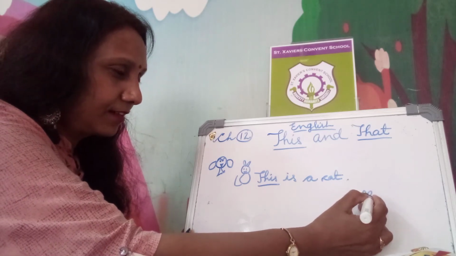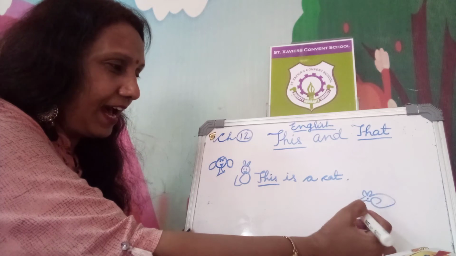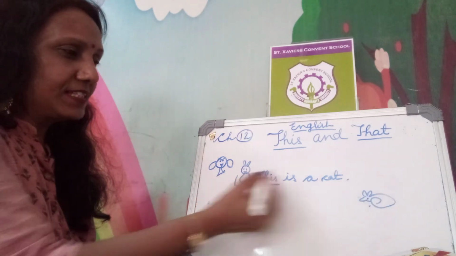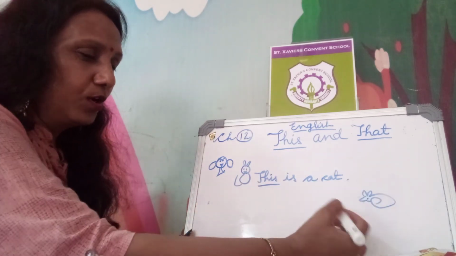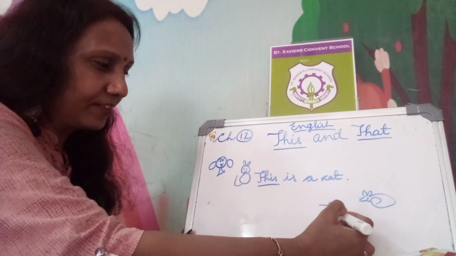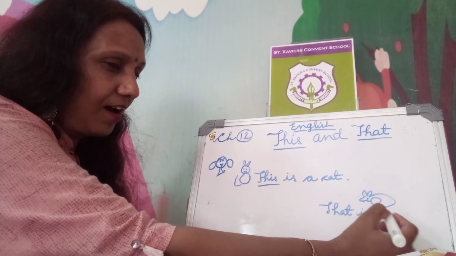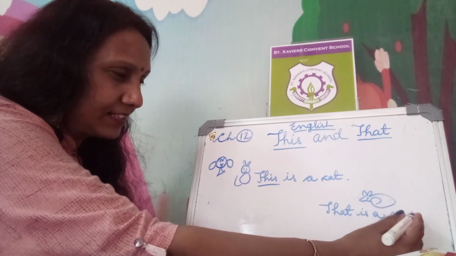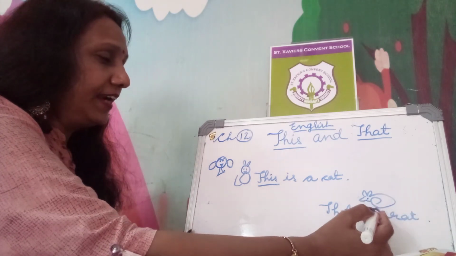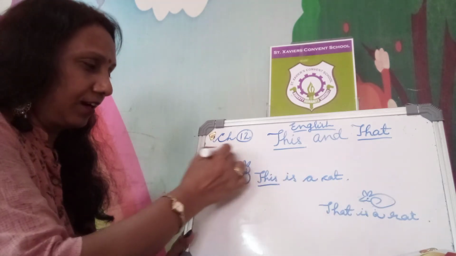Is that a rat? Is the rat near to the girl? No. So that is a rat. That one rat is far from this girl.